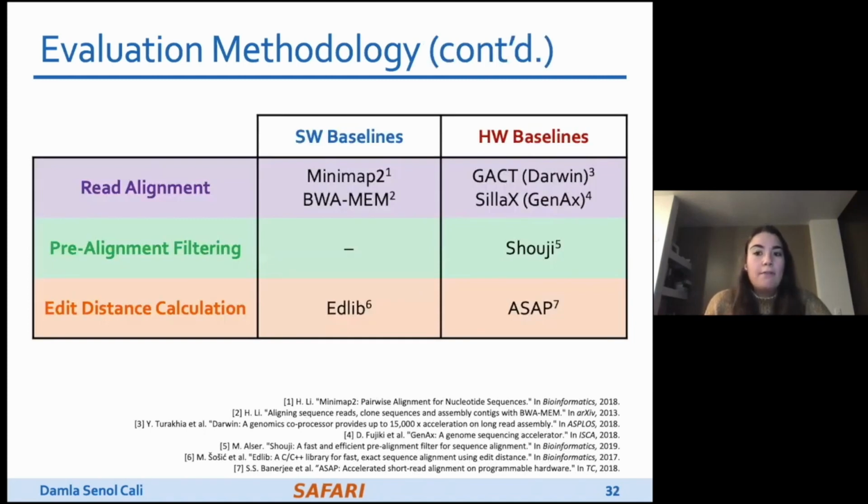For the use cases we evaluate, we compare GenASM with state-of-the-art software and hardware baselines. As you can see here, for read alignment, we compare with two commonly used tools, which are called Minimap2 and BWA-MEM. As hardware baselines, we compared against GACT of Darwin, which is for long read alignment, and SillaX of GenAx for short read alignment. For pre-alignment filtering, we compared against an in-house filter developed by Mohammed Alser. For edit distance calculation, as a software baseline, we compared against Edlib, which is a software-based edit distance calculation library, and ASAP, which is an FPGA-based accelerator for edit distance calculation.